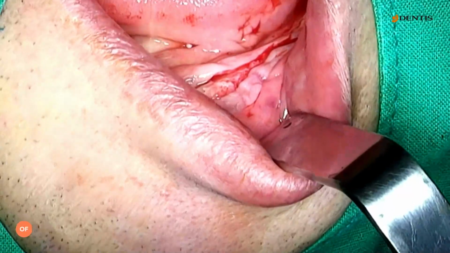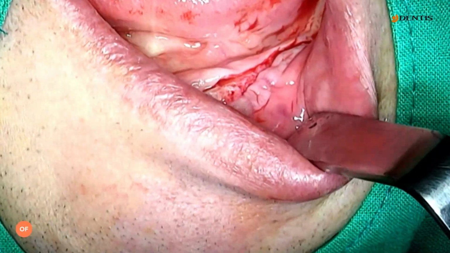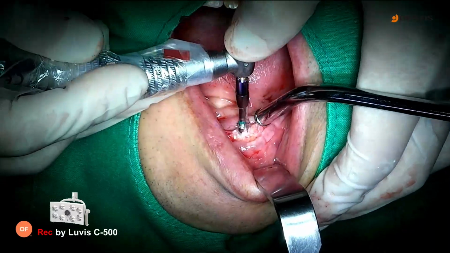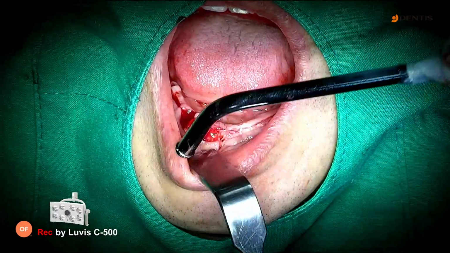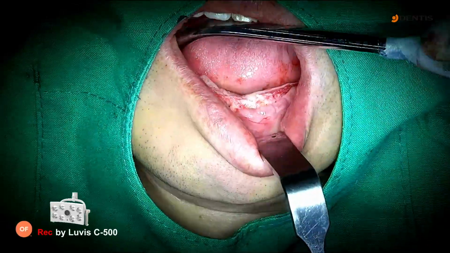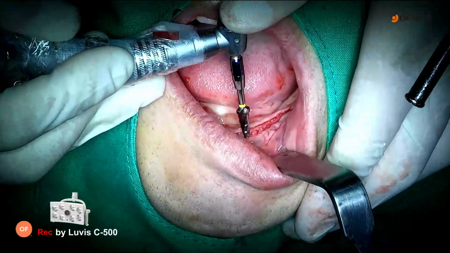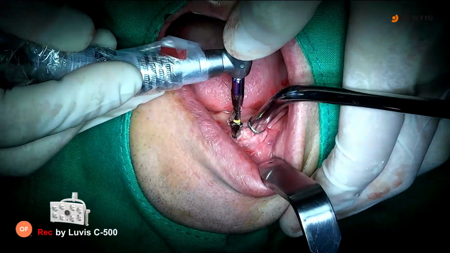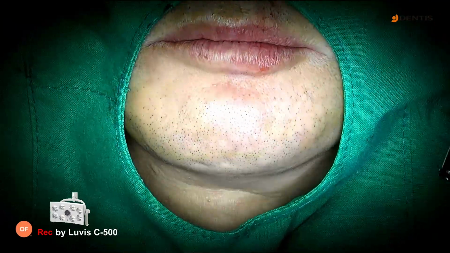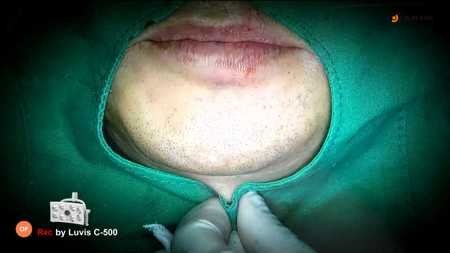This area, 4.0 SQ implant. Next drill 3.5. You can keep the autogenous bone from the drill. Please collect this one. Okay, this is the final drill, the 4.0. Okay, my first implant is the 4.0, 10 millimeter.